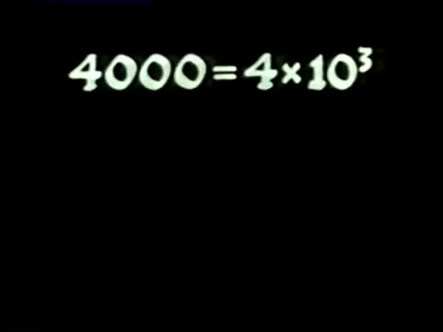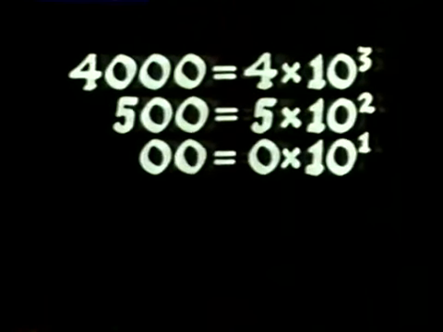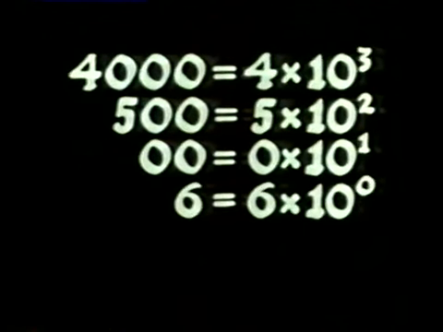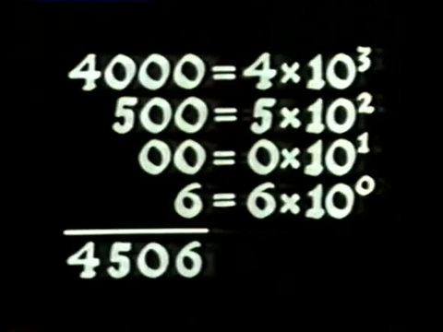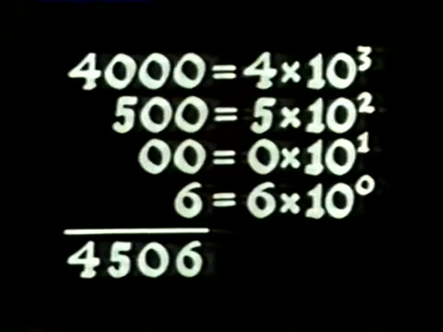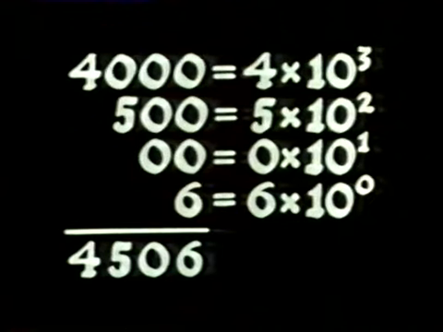So these symbols, 4, 5, 0, 6, mean 4 times 10 cubed, plus 5 times 10 squared, plus 0 times 10 to the 1, that is no tens, plus 6 times 10 to the 0, that is 6 units. But we haven't always had such a convenient and sophisticated system of writing numbers. The idea of counting by tens is very old indeed. It goes back to times long before we have any kind of written evidence.